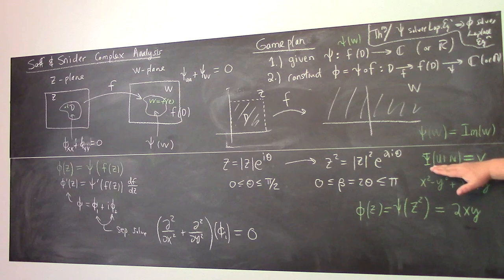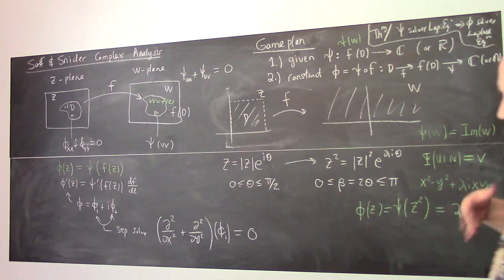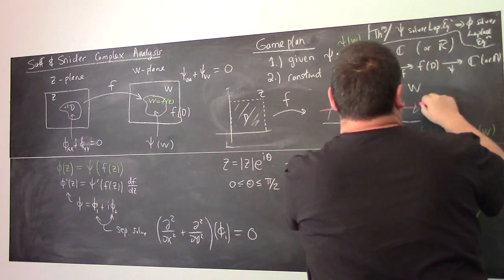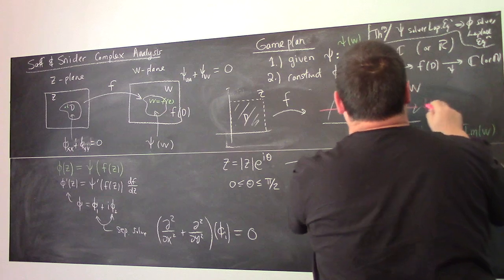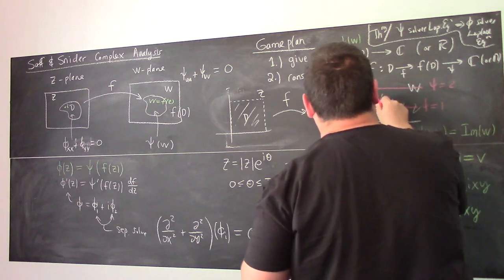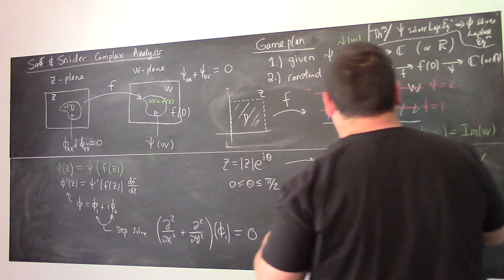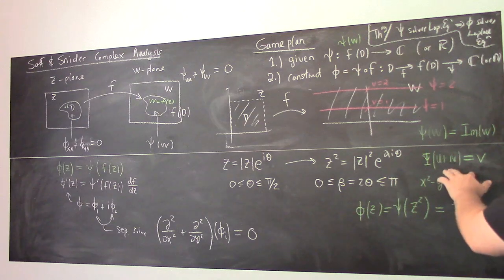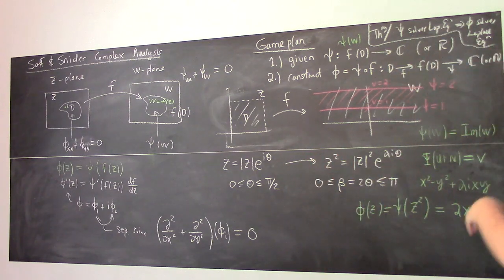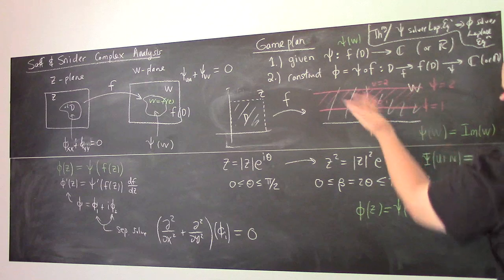So over here, the original one, suppose you're looking for a solution to Laplace's equation which has psi equal to 1 here, and psi equal to 2 here, where this is v equals 1 and v equals 2. It's kind of dumb, but this right here solves Laplace's equation on this strip subject to these boundary conditions, 1 here, 2 there.